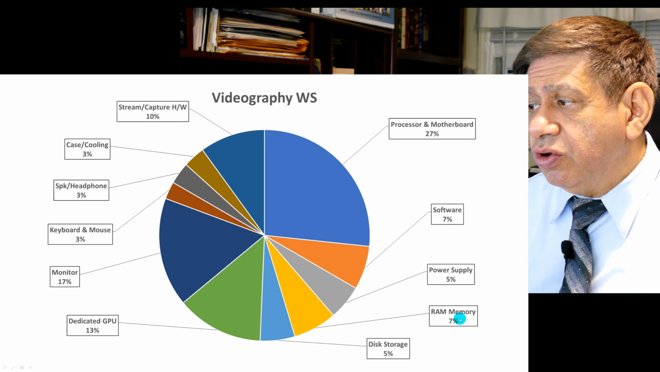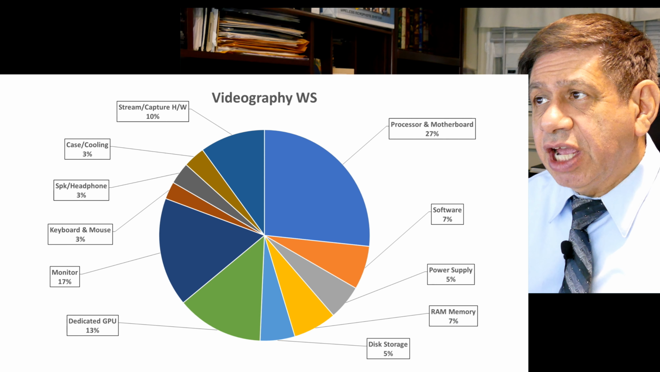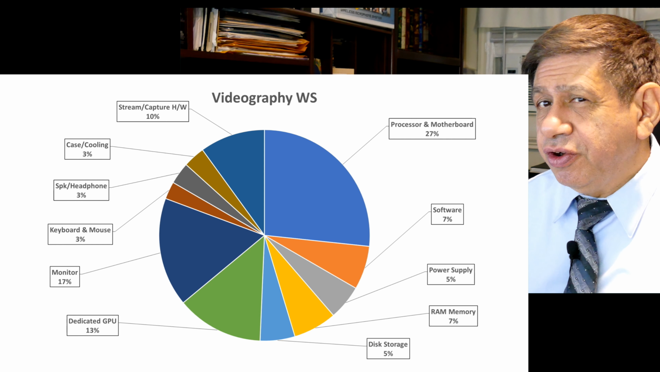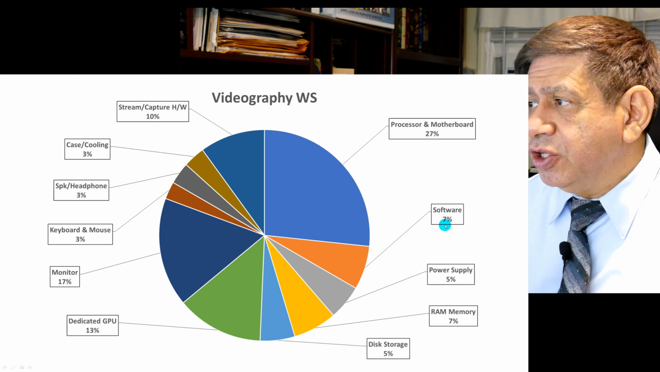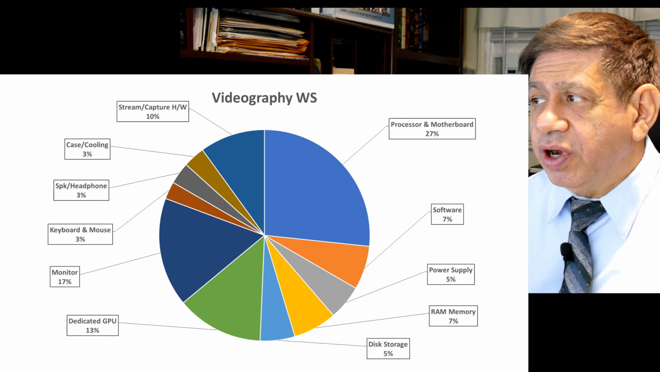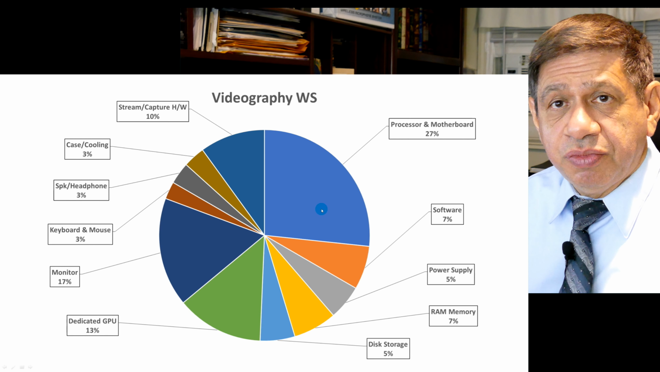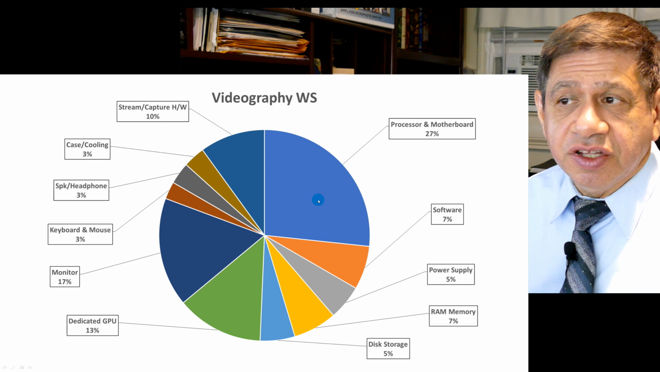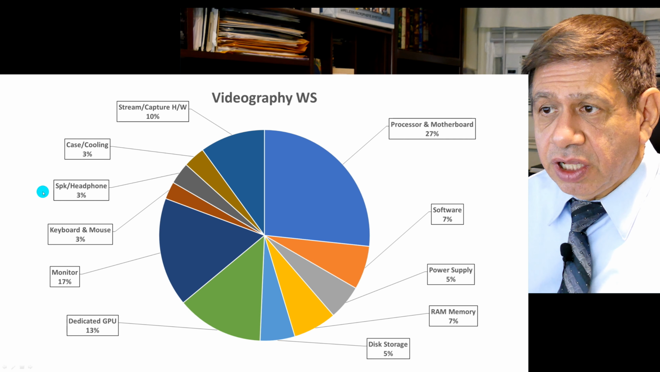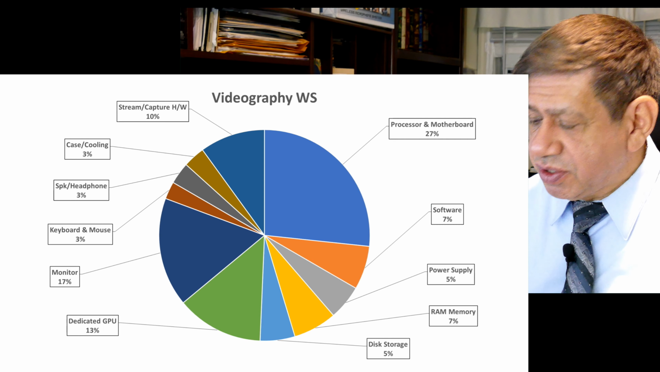The RAM, though, goes up a little bit. For this type of workstation, you tend to want about 32 gigabytes minimum. The software is going to cost you a little bit more too, because now you have to buy special software, which costs a lot more than the games, in order to support the videography things that you want to do. And the rest of it pretty much matches what I've described previously in the previous types.